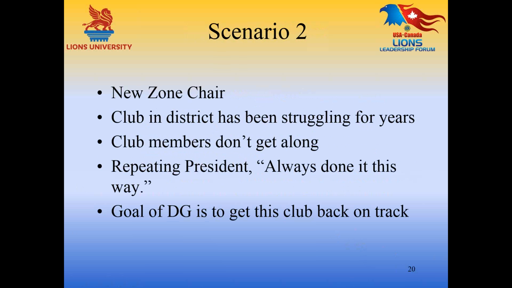One of the goals of the district governor is to get this club back on track. You're that new zone chair. What could you do to address these concerns? And what style of leadership and what can that leader do to make things work? Anybody have any thoughts?